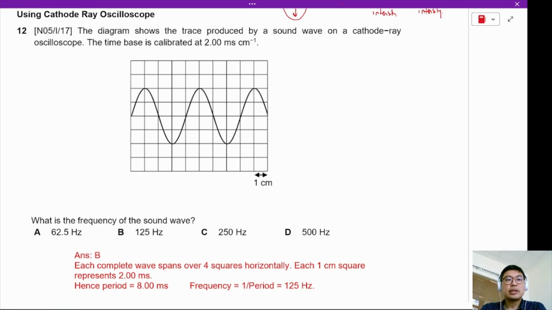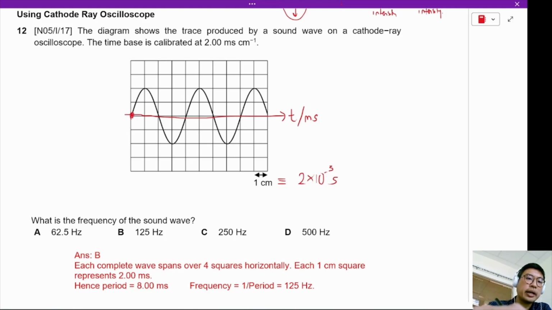Now, question 12 is about cathode ray oscilloscope. The cathode ray oscilloscope is basically an electric graph that would enable you to display a waveform on a screen. The diagram shows a trace produced by a sound wave on a cathode ray oscilloscope, and the time base is calibrated at 2 milliseconds per cm. So that means that this 1 cm represents a time of 2 times 10 to the power of minus 3 seconds. So this will be our time axis in milliseconds.